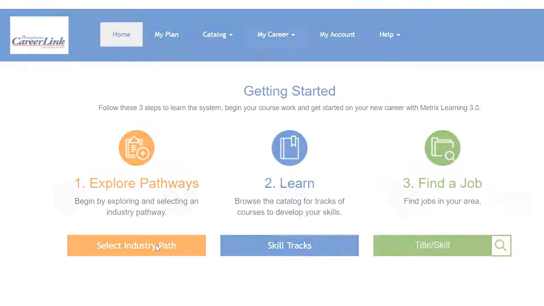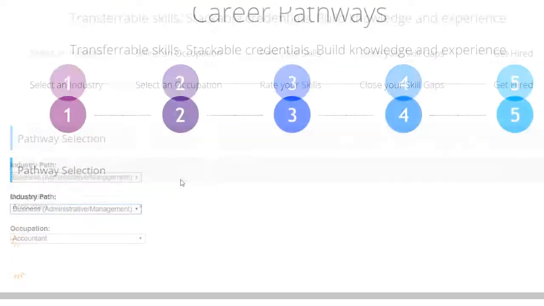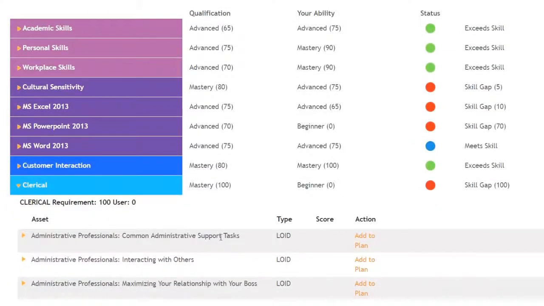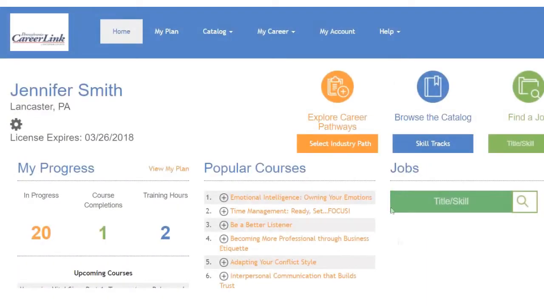Employers value employees who are self-motivated and can challenge themselves to learn new skills. Don't forget to highlight your training experience in Metrix during your interview to demonstrate you have initiative.